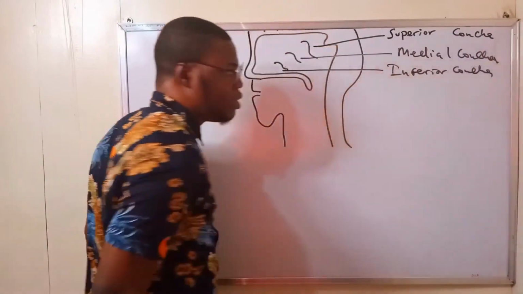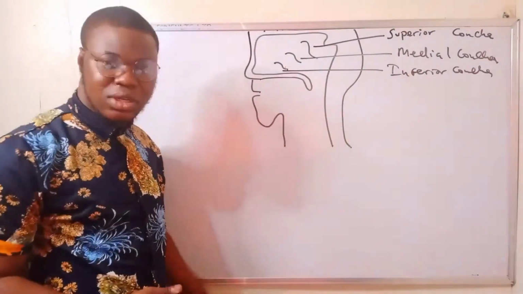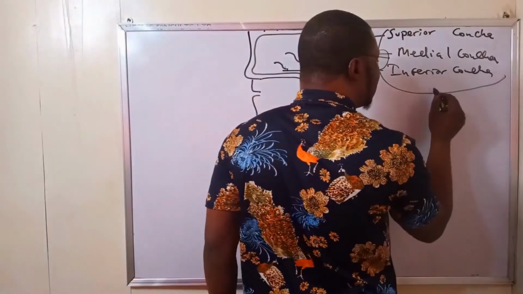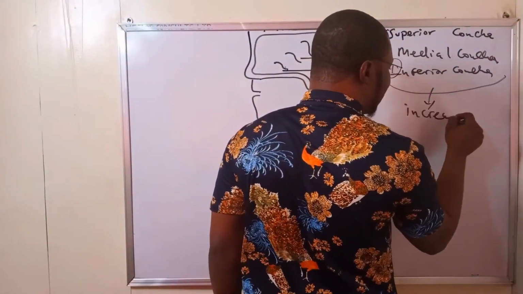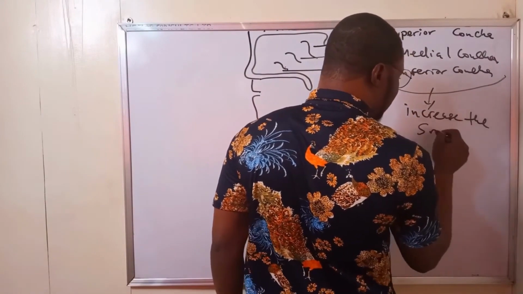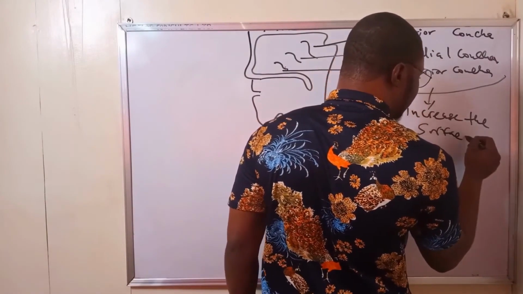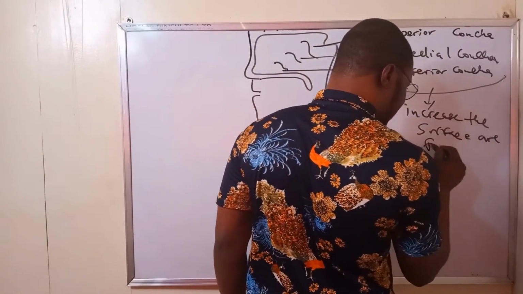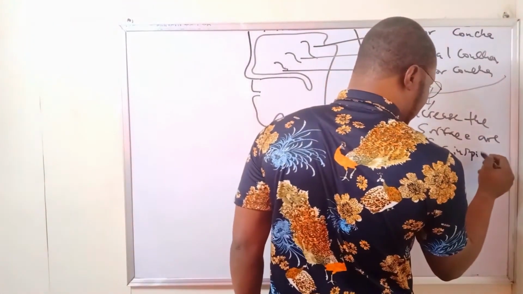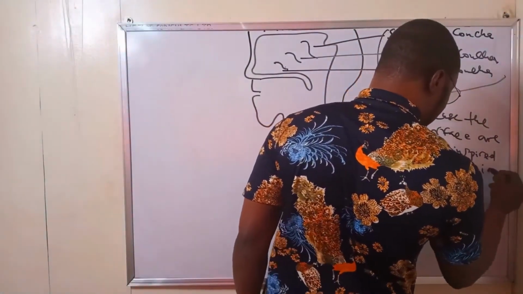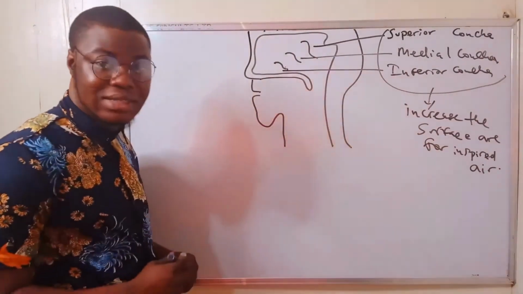So the medial conchi. So what is their function? Collectively, their function is to increase the surface area for inspired air. So the air you are breathing in. So they are going to increase the surface area for it. As simple as that. And that's their function.